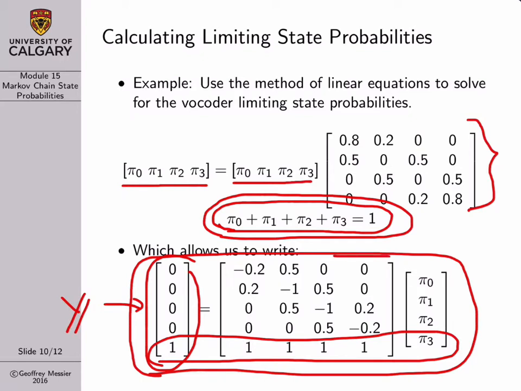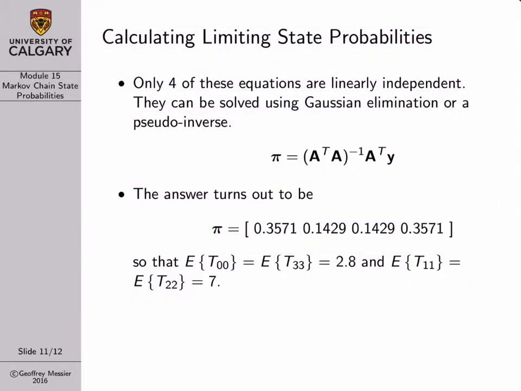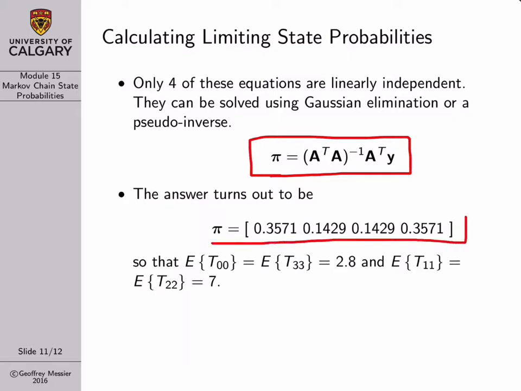Sorry, this is getting a little bit messy. This matrix here, I'll call it A. The pseudo-inverse then is just this equation. So you're taking the transpose of A, multiplying it by A, taking the inverse of that, and so on. This is something that you can solve in MATLAB. And if you do this in MATLAB, this ends up being the limiting state probability vector.